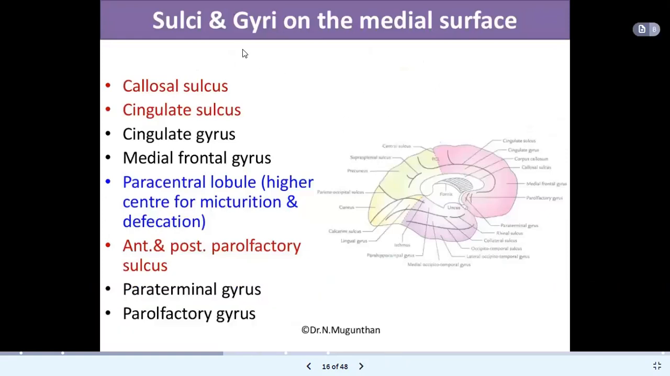Now coming to the sulci and gyri on the medial side. So on the medial side, we come across this structure which is connecting right and left cerebral hemispheres. We call this the corpus callosum. Okay.